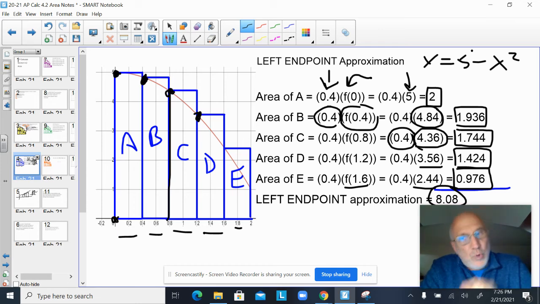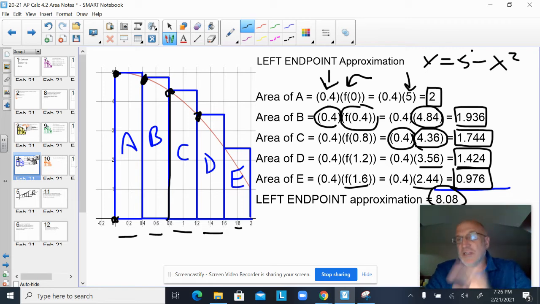Now, the thing I'll point out quickly now and dwell on a little more later is what I hope you can see here: if I used 10 intervals instead of 5, my approximation would be a little better. There would be a little less error if I had skinnier rectangles. Something to keep in mind. So there's my left endpoint approximation.